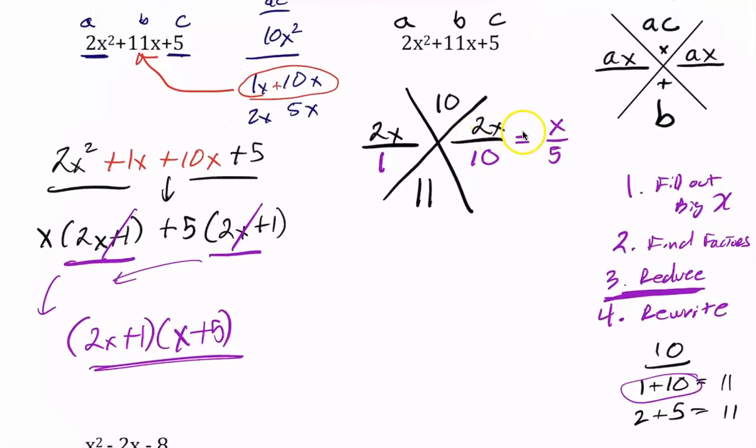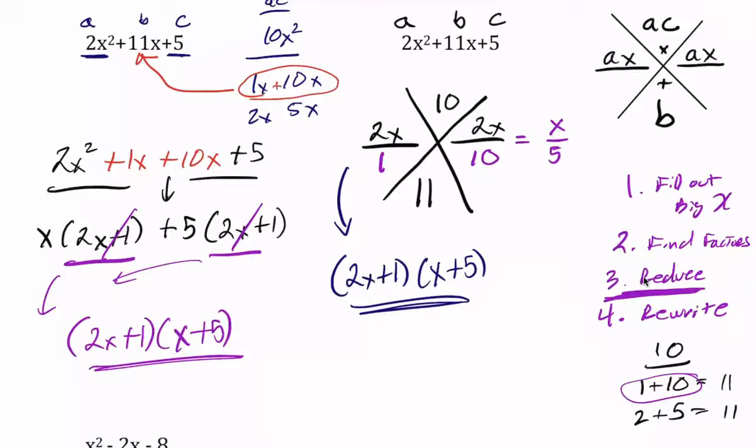And now we're pretty much done. We just have to rewrite it. When we rewrite it, we're just going to write 2x plus 1 and then x plus 5. And there you go. We get the exact same answer. Right? So you're just going to add the top plus the bottom. Top plus the bottom. And that's big X.